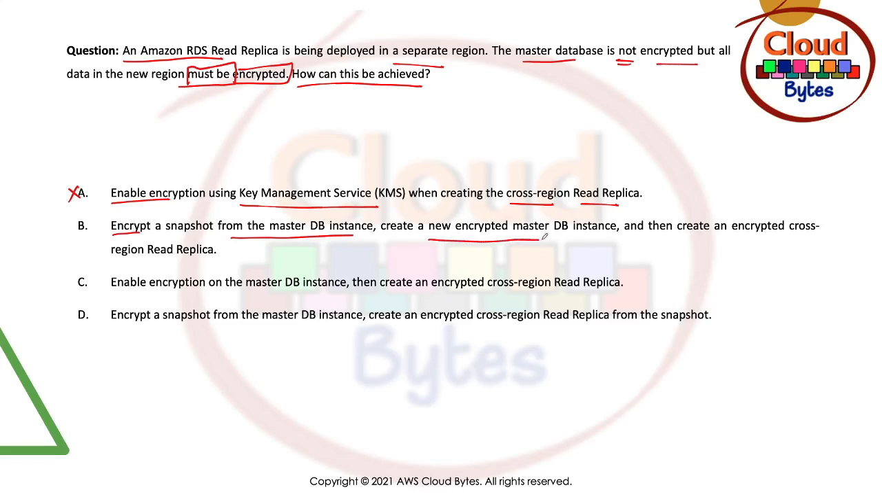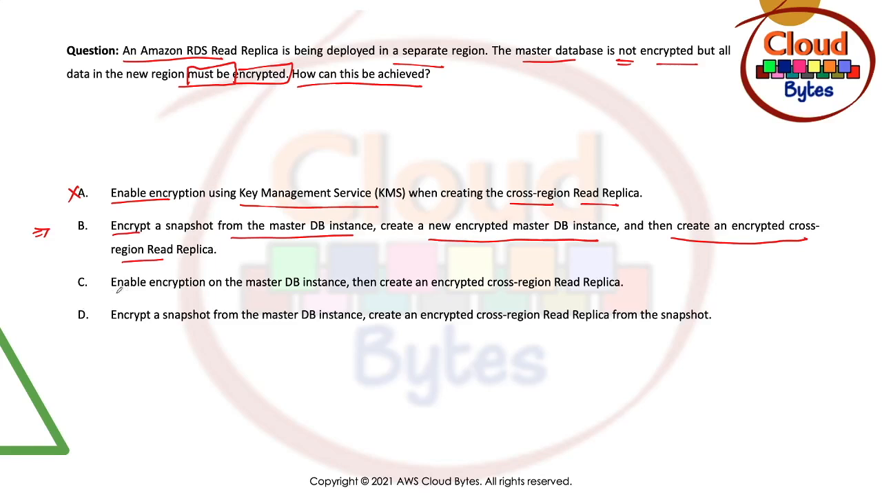Next option over here is encrypt snapshot from the master DB, create a new encrypted DB instance and then create an encrypted cross-region read replica. This makes sense because you're creating a snapshot and then you are creating a new database which is encrypted. The master database is encrypted, and then you're creating an encrypted cross-region read replica. So we can keep it as one of the best options that we have till now. Let's look at the other options.